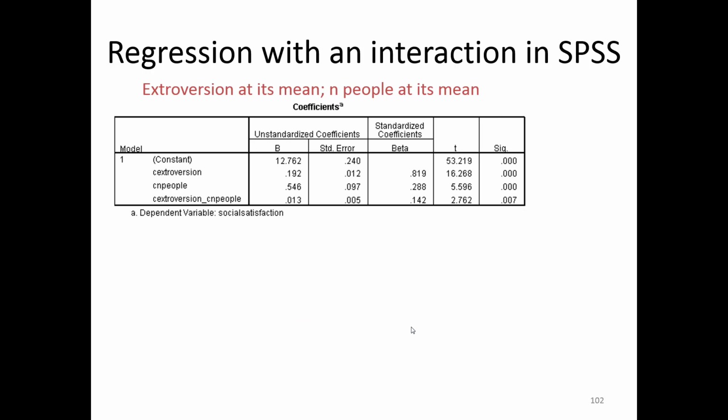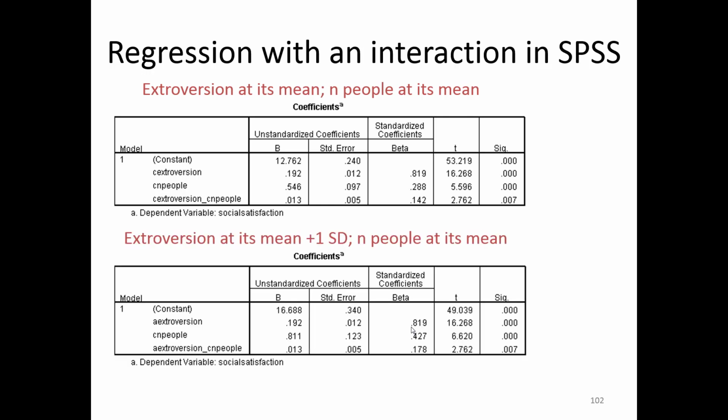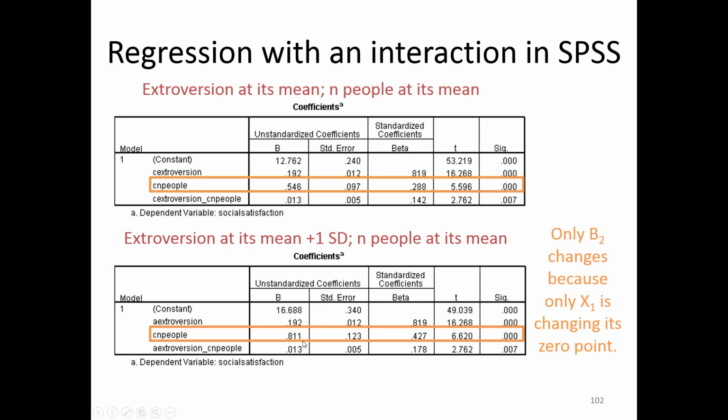And then extroversion is centered at its mean, and number of people talked to is centered at its mean. Okay, extroversion centered at its mean plus 1 standard deviation, and number of people talked to. We've already looked at these coefficients earlier. So a slope of 0.546 when extroversion is centered at the mean, whereas a slope of 0.811 when extroversion is centered 1 standard deviation above the mean. Only B2 changes because only X1 is changing its 0 point between these two regression models.